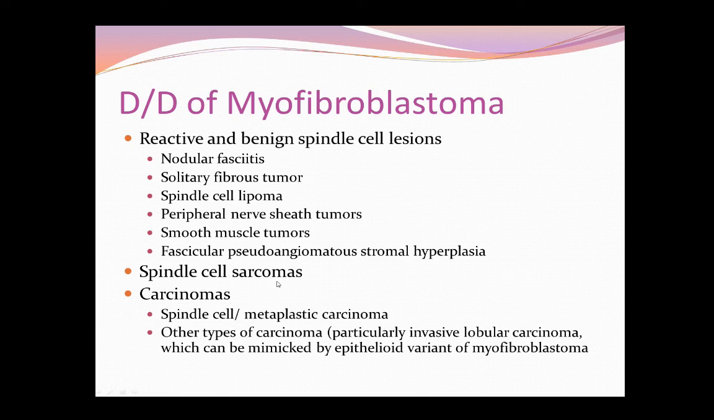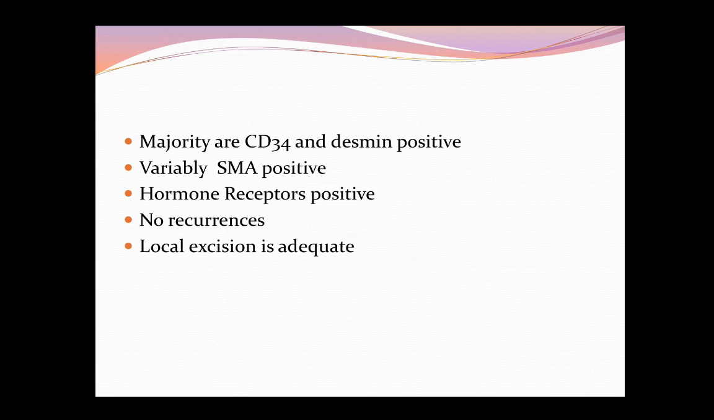Spindle cell sarcomas and metaplastic carcinoma: especially the infiltrative variant of myofibroblastoma can look like a metaplastic carcinoma, and the epithelioid variant is a mimicker of invasive lobular carcinoma. The vast majority are CD34 and desmin positive, variably SMA positive, and hormone receptor negative, including ER, PR, and androgen receptors. There are no studies of recurrences, and local excision is adequate. There is an atypical myofibroblastoma when there is focally increased atypia and mitosis, but they have never recurred.